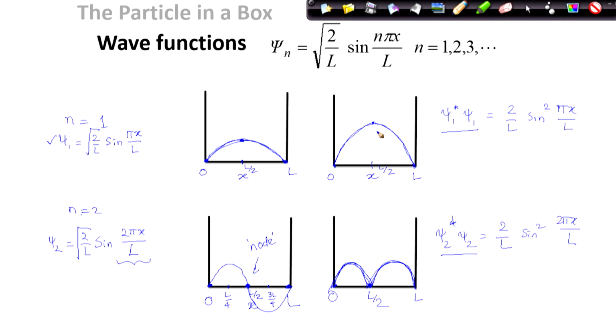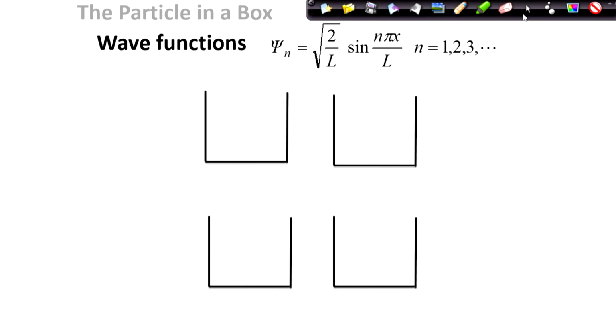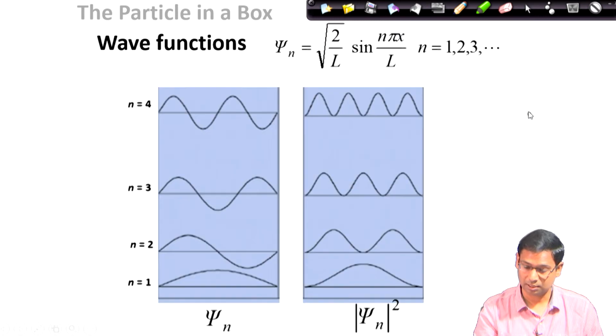But if you remember, the probability density at the middle of the box was the highest when n equals 1. In case of n equals 2, the probability density is actually highest when x is L by 4 or x is 3L by 4. So, this has a different probability density distribution at n equals 2 compared to what we have for n equals 1. So, we would try to go further in our discussion.